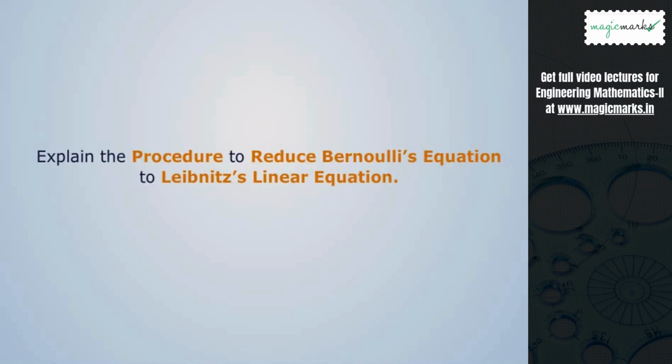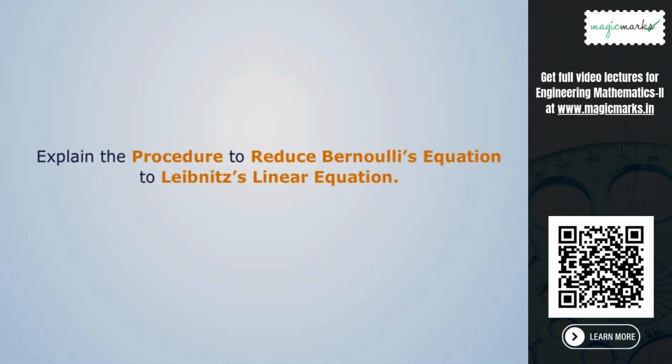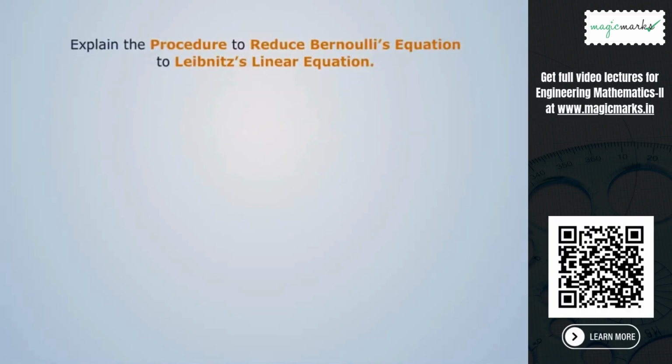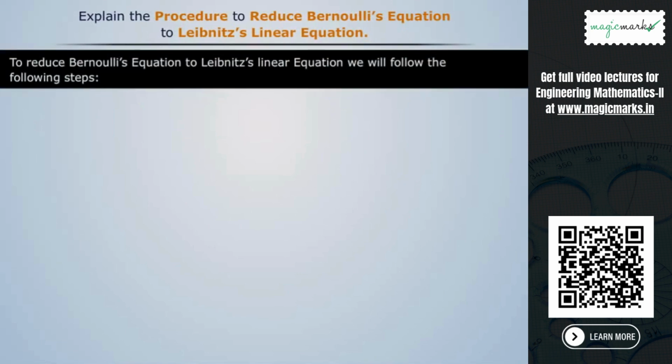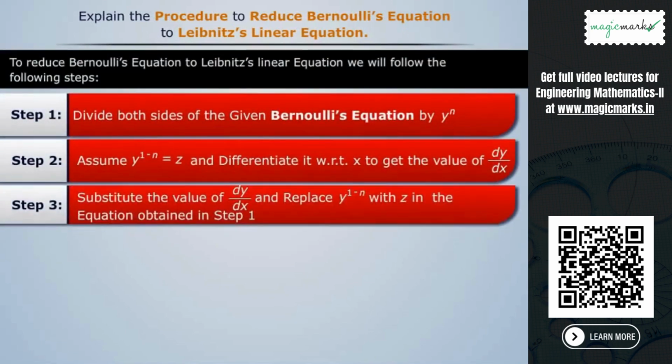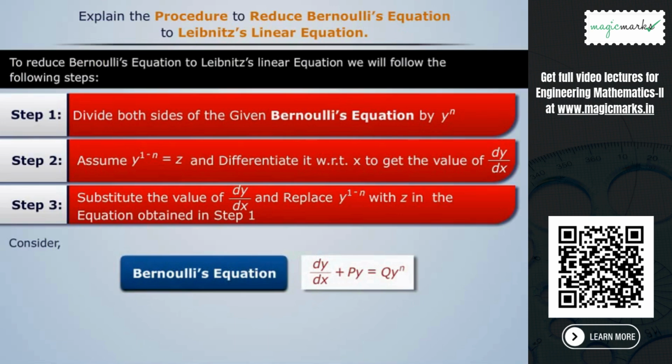Explain the procedure to reduce Bernoulli's equation to Leibniz linear equation. To reduce Bernoulli's equation to Leibniz linear equation, we will follow the following steps. Let's discuss each of these steps with the help of an example. Consider the equation where P and Q are the function of x.